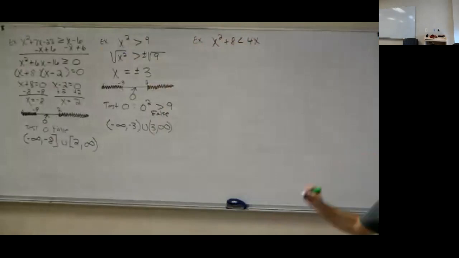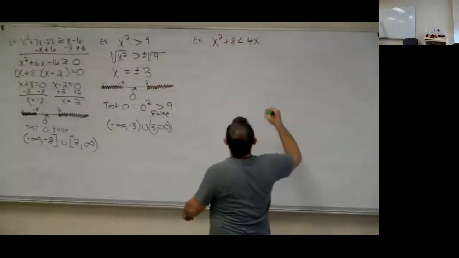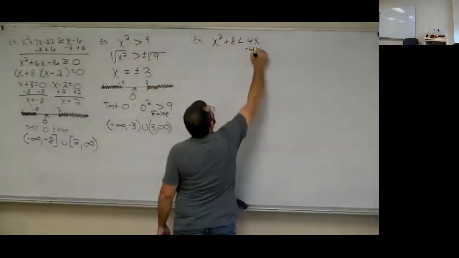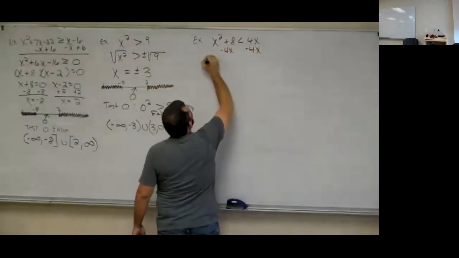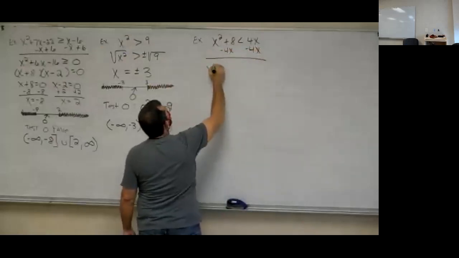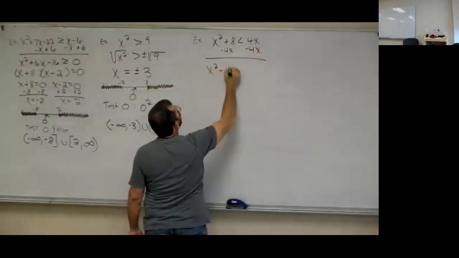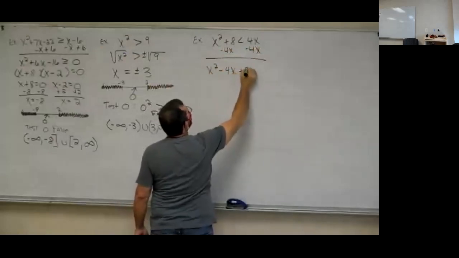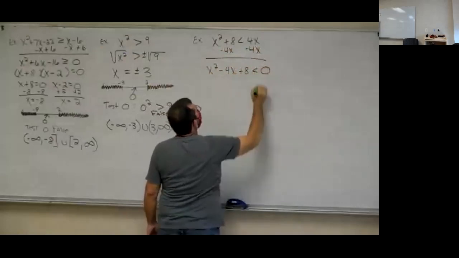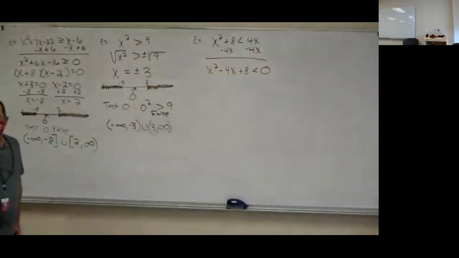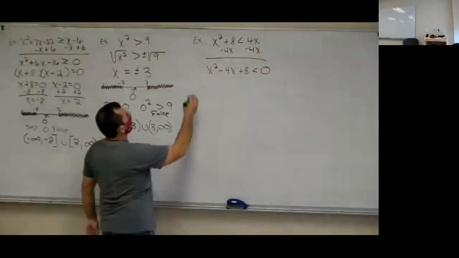All right, so I need to subtract that 4x and get it on the other side in the middle. So now let's see what I get. X squared minus 4x plus 8 has to be less than 0. So I'm going to try to factor that and see what I get.